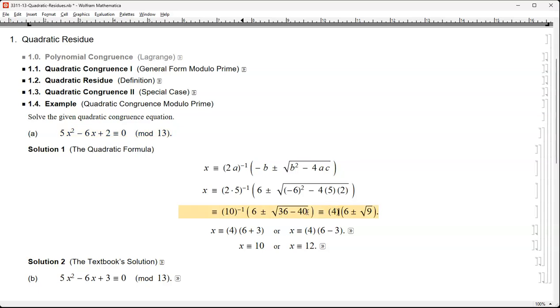Now what is 36 minus 40? It's negative 4. But negative 4 is 13 minus 4. So that turns out to be 9. And we know how to calculate the square root of 9. Plus or minus 3. So we have this. 4 times 9, which is 36. So 10 plus 26, so we have x is 10. And 4 times 6 minus 3. So 4 times 3 is 12. Okay, like that.